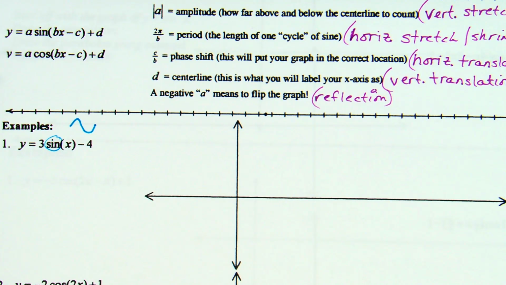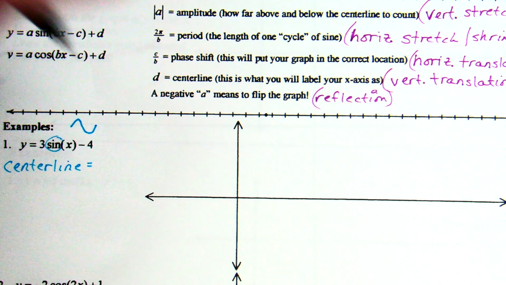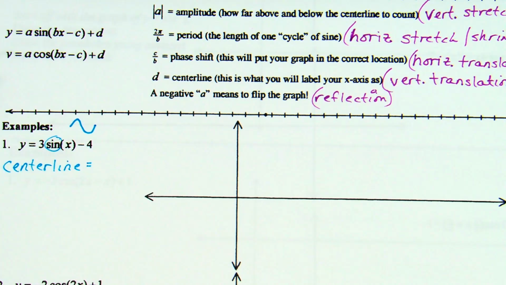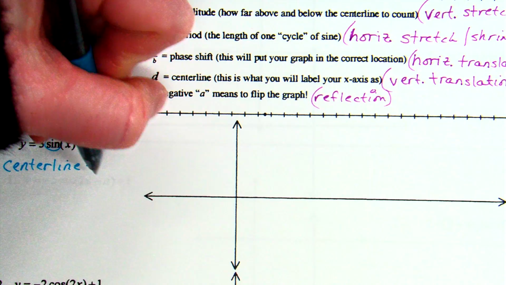Two things I always like to start off asking. Center line. Where is my center line? -4. Because my center line is defined as D, which is a number added or subtracted on the end, yes? So my center line is -4.